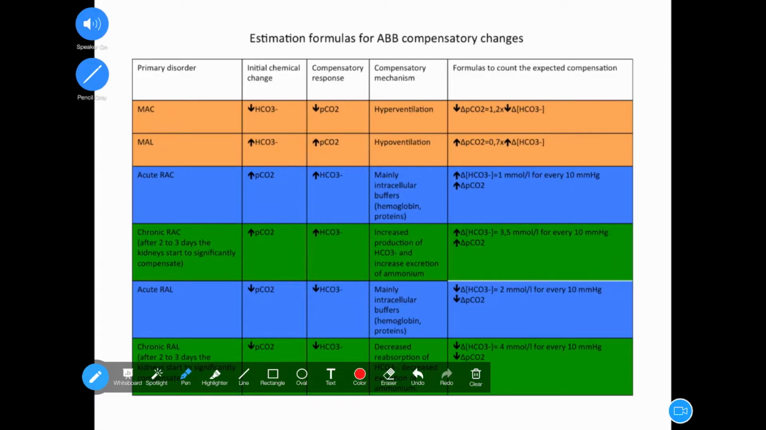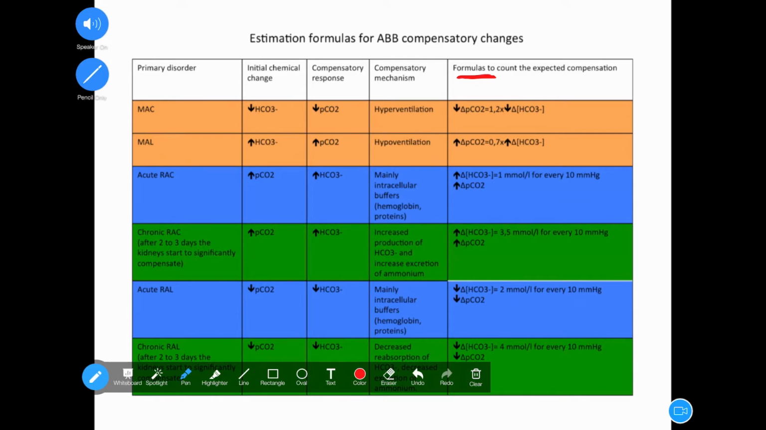So guys, over here is a table which helps you to estimate if it's a pure compensatory response of the compensatory systems, in this case we mean lungs or kidneys, or if something is mixed into these problems. You have formulas over here, and we're going to talk about them. But why are there 6 of them and not only 4? Well, the reason is kidneys.